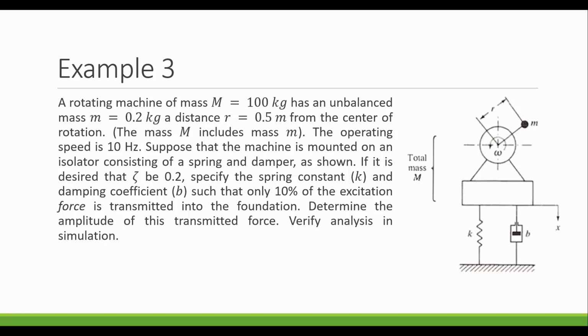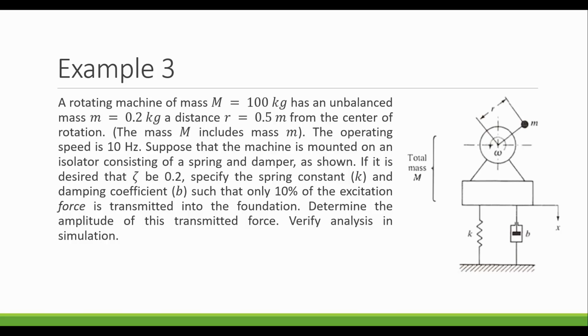But we have some conditions that we need to adhere to. For one reason or another, the damping ratio has to be 0.2 for the vibration isolator. This is going to ensure we have an underdamped system like we've been working with. And as part of the job of the vibration isolator, we want only 10% of the excitation force to be transmitted into the foundation or into the floor.